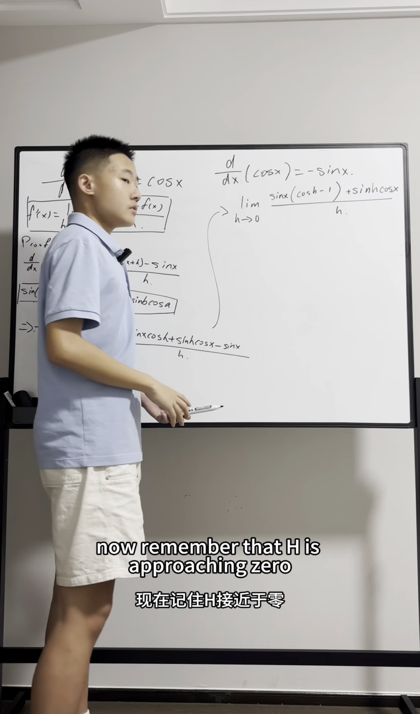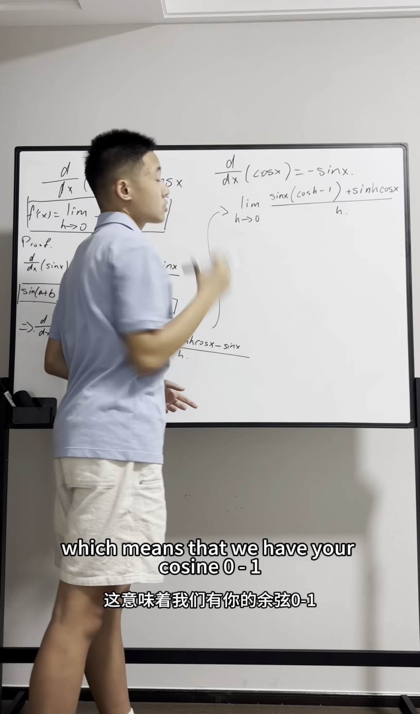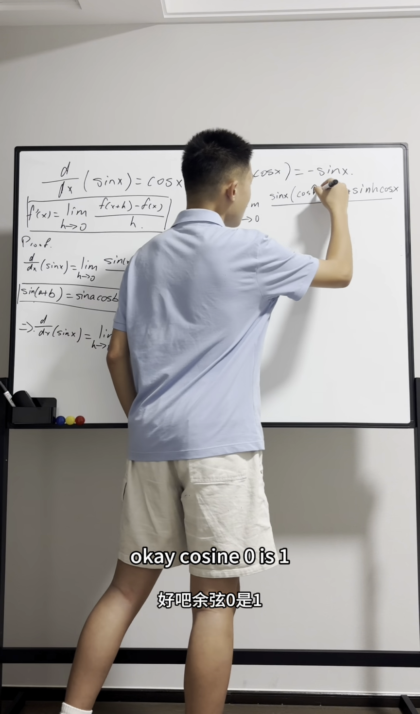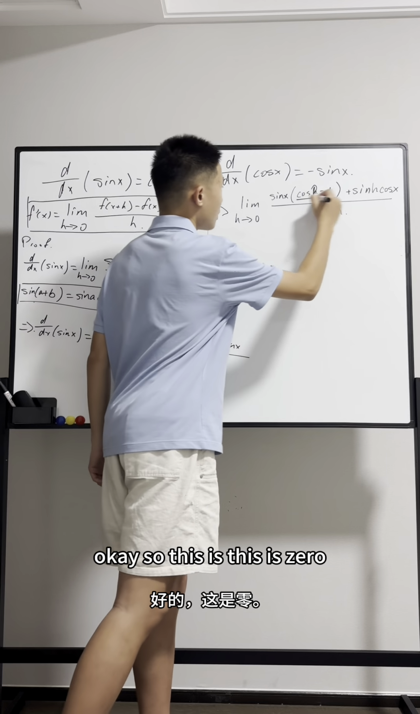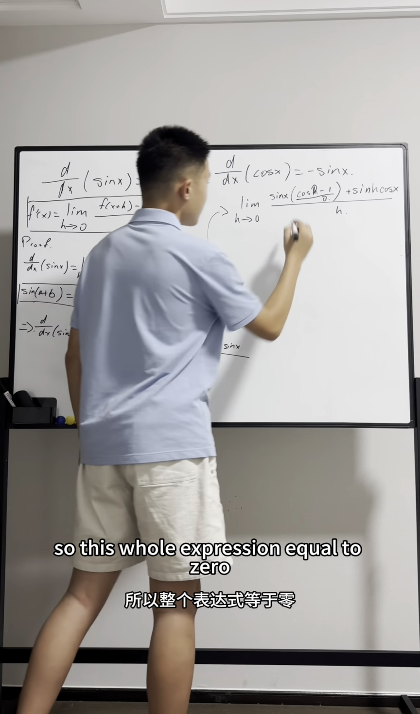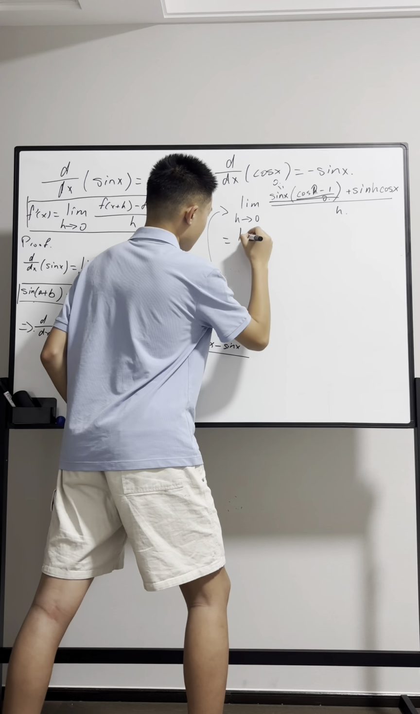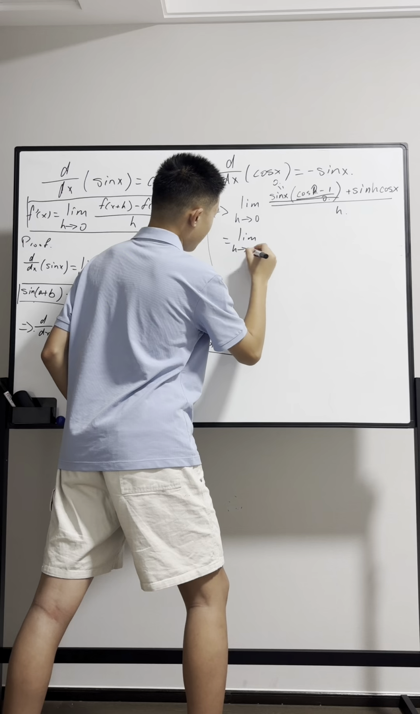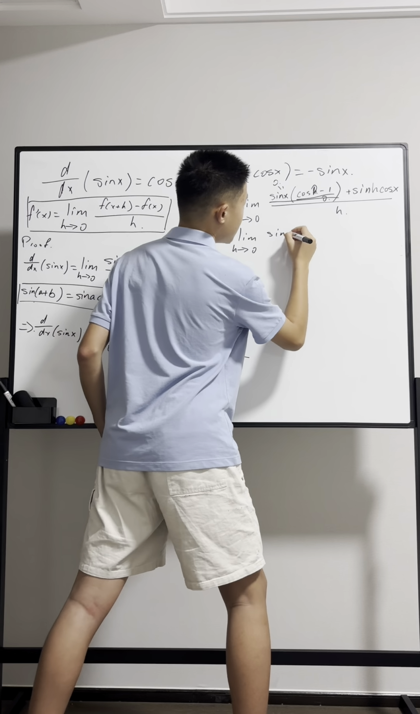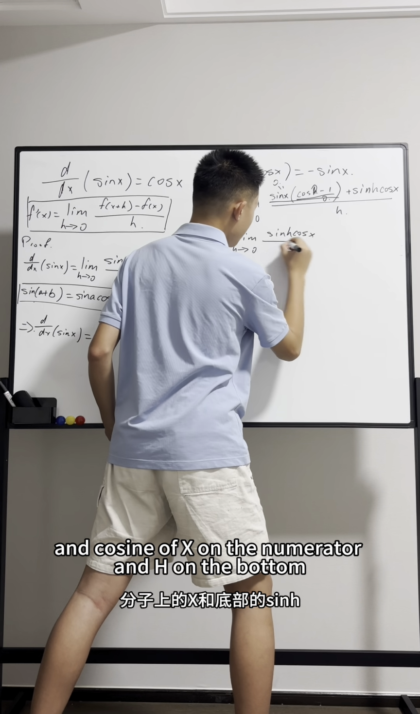Now remember that h is approaching 0, which means that we have cosine 0 minus 1. So what's cosine 0? Okay, cosine 0 is 1. Because it's 1 minus 1, this is 0. So this whole expression is equal to 0. So let's simplify this a bit. Therefore we are left with sine of h times cosine of x on the numerator and h on the bottom.